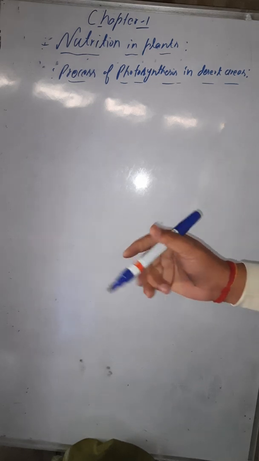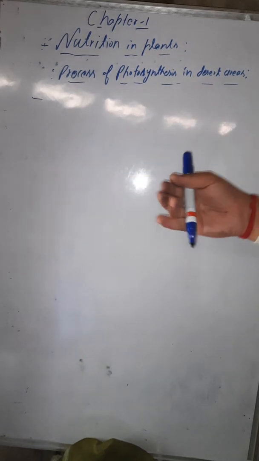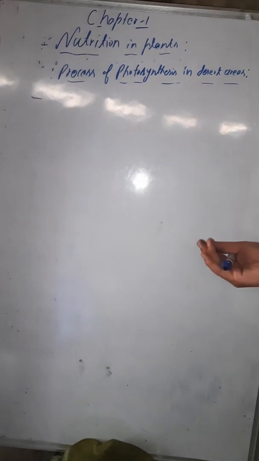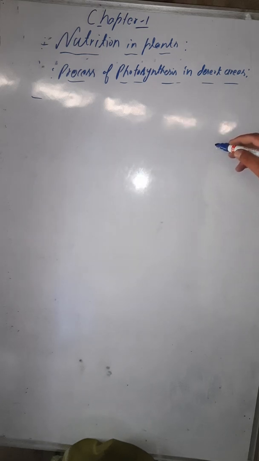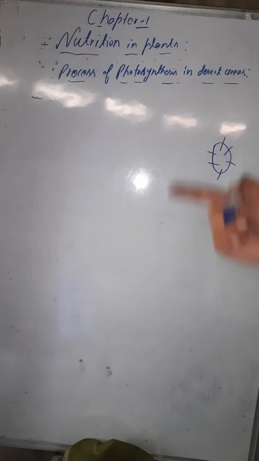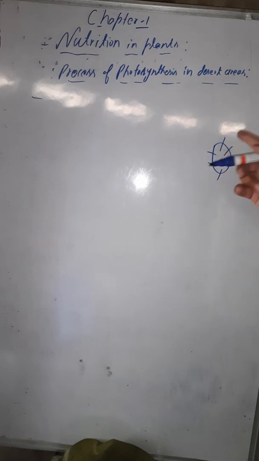Now students, if you see, the leaves in the desert area have spines over them. Usually the plants grown in the desert area are cactus. Suppose this is the cactus. Over the cactus you will see some spines like this. What is the benefit of these spines? This you have to understand. There is a benefit for this.